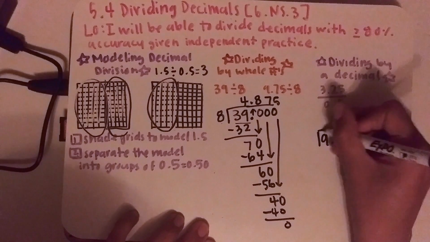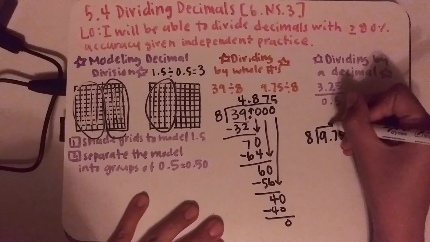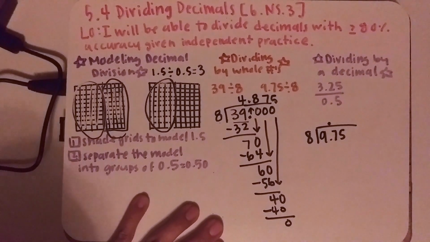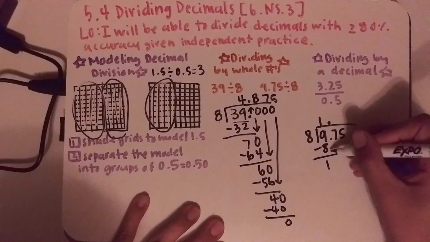Remember, first one in the house. So here you go. First thing you want to do is, when you have a decimal inside the house, you need to bring it up right away, otherwise you might forget it. How many times does 8 go into 9? 1 time, so that's minus 8. You have 1, bring down the 7.